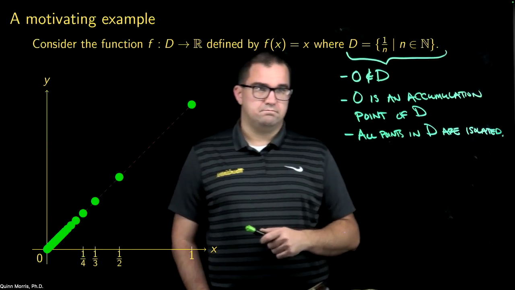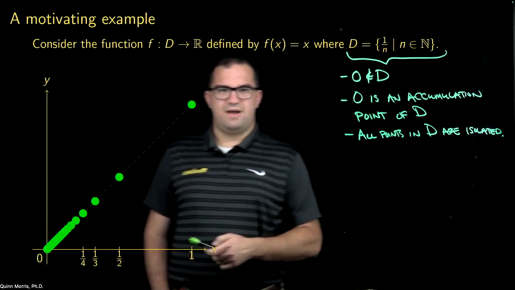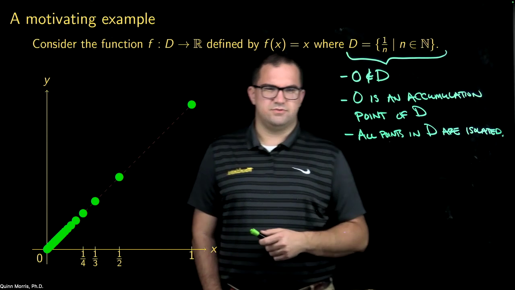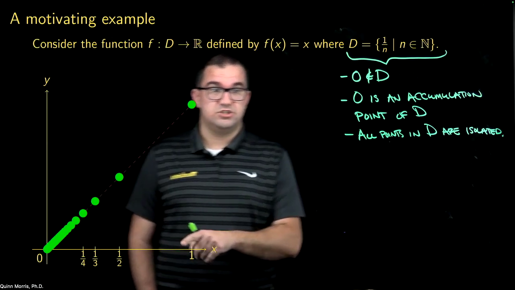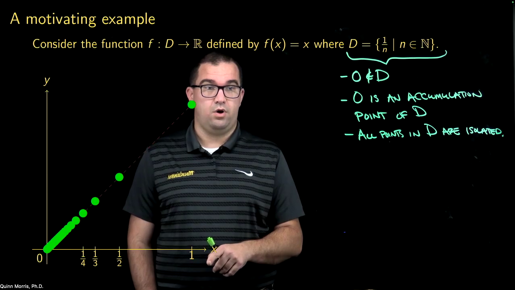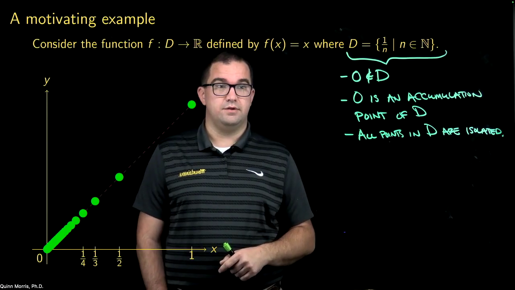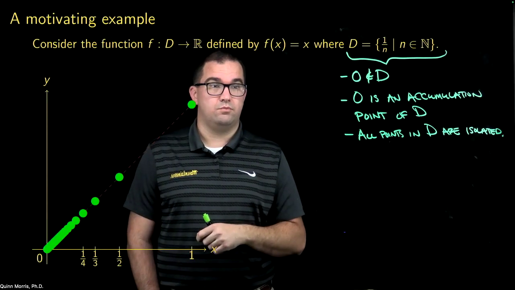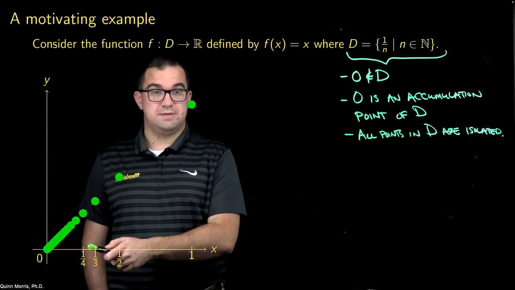Now, if I asked you, what's the limit as x approaches 1, I think you might immediately say there's no way we can make sense of that. Certainly under our old definition, we can't. There's no deleted neighborhood around 1 such that this function is defined on that entire deleted neighborhood. It's defined at 1, and then because it's isolated, there's nothing nearby 1 where my function is defined. Same thing at 1/2, 1/3, 1/4.